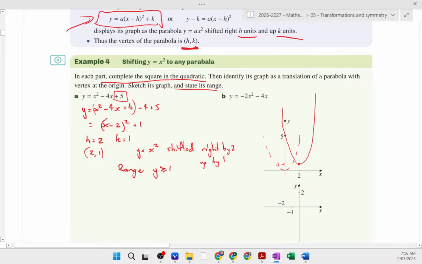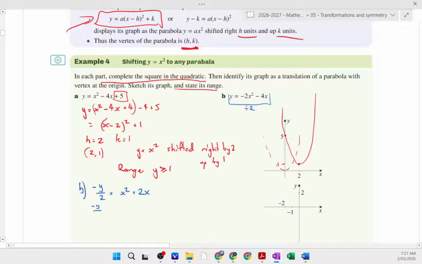With the second one, question B, y equals minus 2x squared minus 4x. What will probably be easiest is, I don't like the fact that we're stuck with that, so let's divide everything by 2 to make it monic and make it easier. In fact, we'll actually divide it by minus 2. So I end up with minus y over 2 equals x squared plus 2x. That will just make it easier because now I can complete the square really easily.